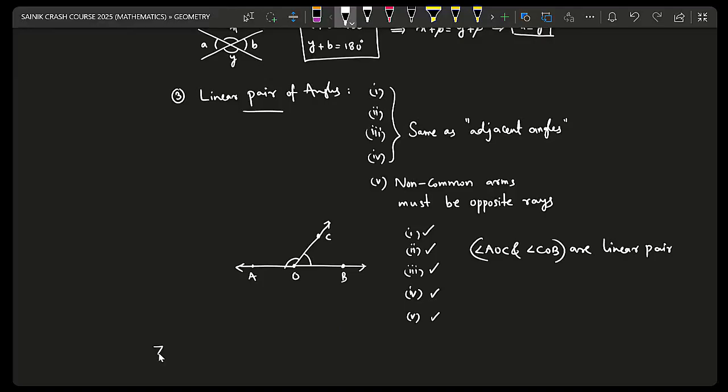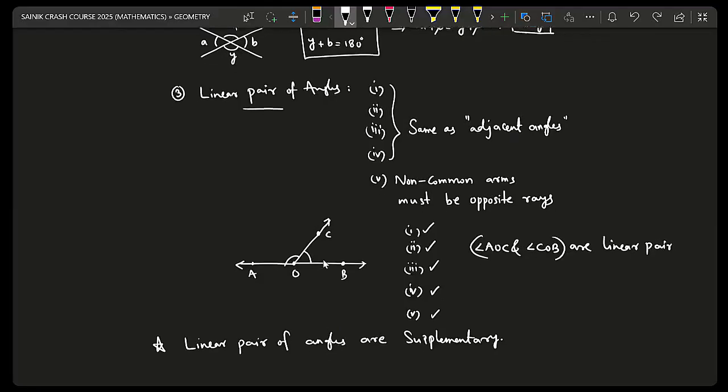And one important property about linear pair of angles is that linear pair of angles are always supplementary. We know about supplementary angles. What are they? The sum of two angles is 180 degrees. We call them supplementary angles. And it is very simple. See here. Angle AOC and angle COB are formed on the same straight line. Because they are opposite rays, it becomes the same straight line. By adding those two angles, you get a straight angle. A straight angle is nothing but 180 degrees. That means the sum of the two angles will be definitely 180 degrees, meaning they are supplementary. Yes. That means linear pair of angles are always supplementary.